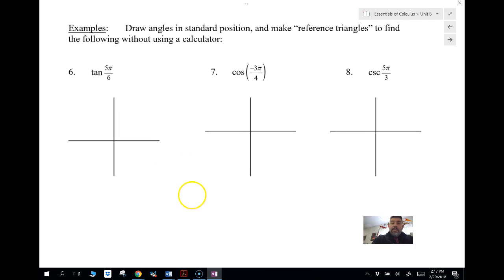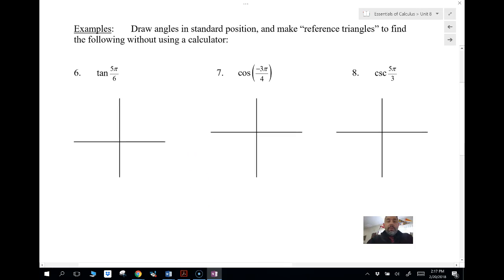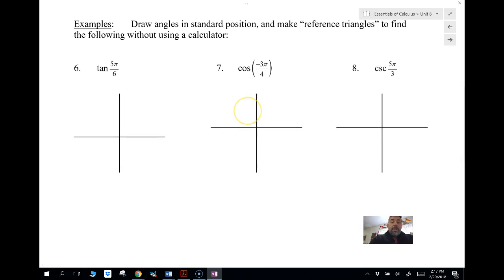Draw angles in standard position and make reference triangles to figure out the following without a calculator. So again, you can do this using reference triangles, or you can do it using a unit circle. I'm going to keep coming back to that unit circle because I think it's actually easier than reference triangles. But that's my opinion.